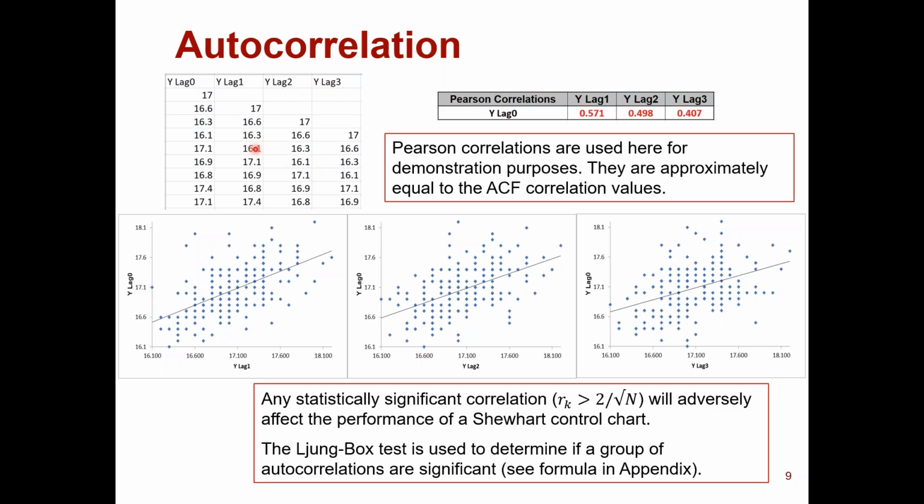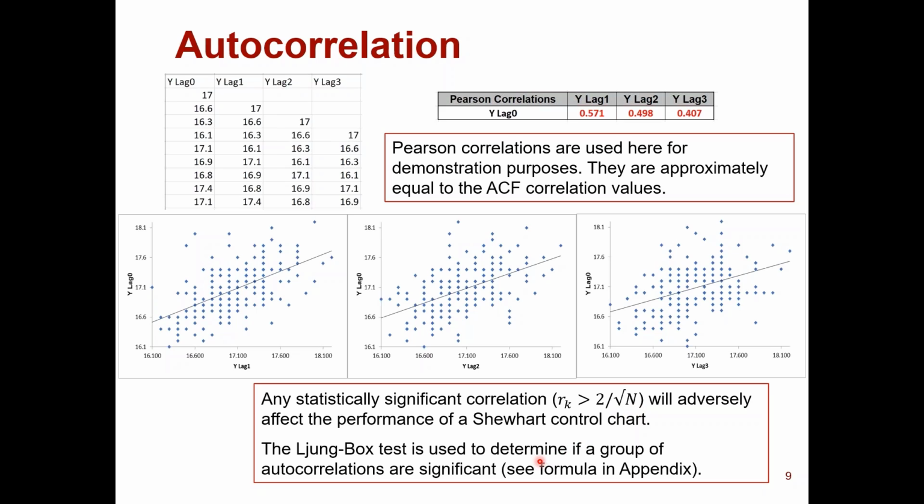You can manually copy and paste to create lags, or you can use the lag utility. But basically, you can see that the data has been shifted down one. And then we do scatter plots, and we look at the relationships, the data against itself lagged 1, 2, 3. We also show the correlation coefficients. So any correlation coefficient that is significant will be greater than approximately 2 over the square root of n. And that significant autocorrelation will result in detrimental performance on a Shewhart control chart.